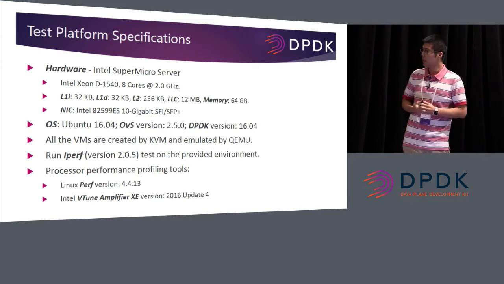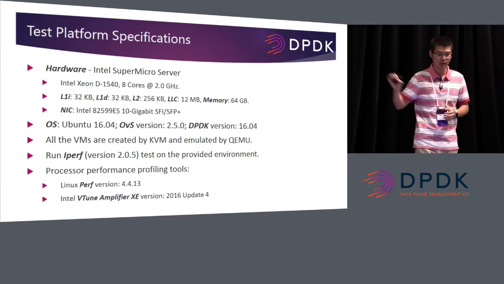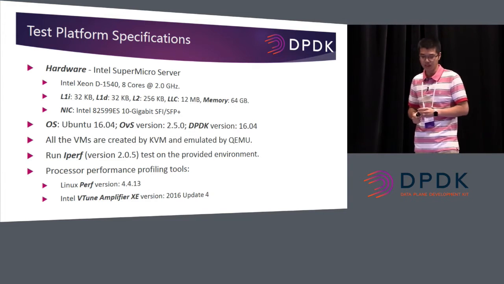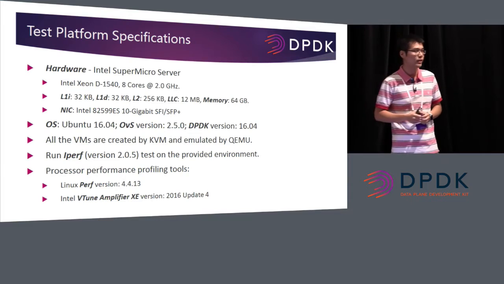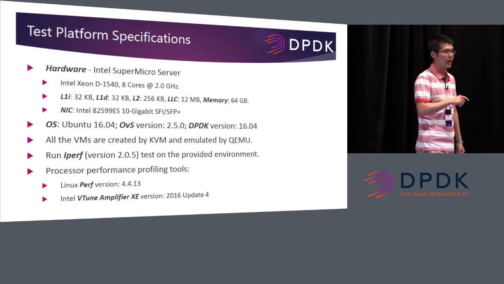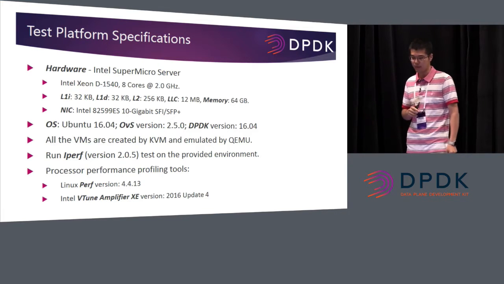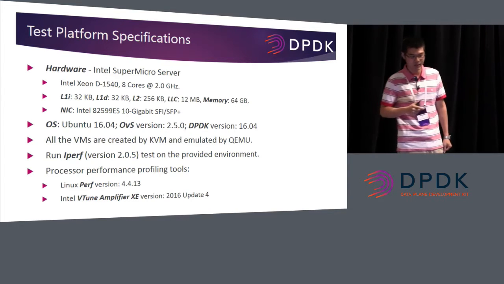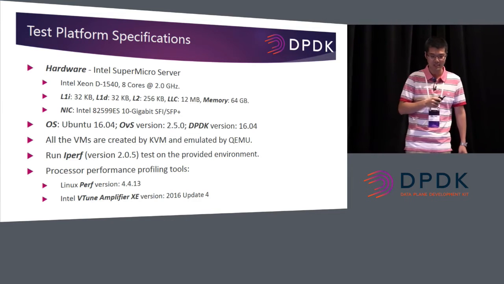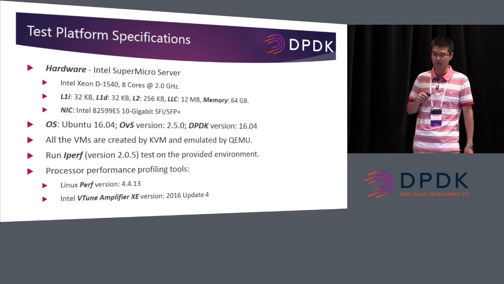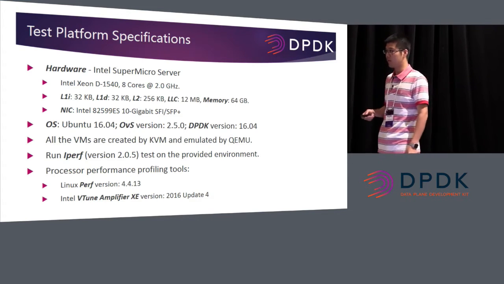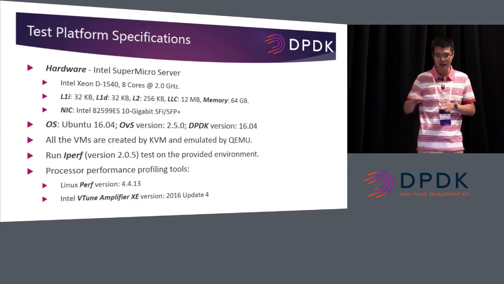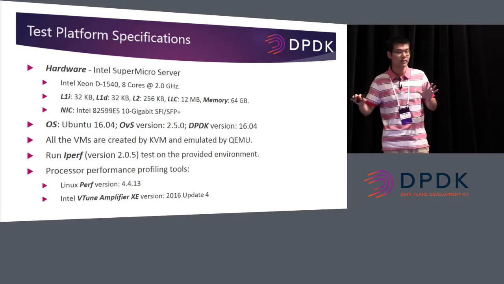So we test this setup with these hardware specifications. We use an Intel Supermicro server with a Xeon D 8-core processor, each core running at 2 gigahertz. It has L1 cache, L2 cache, last level cache, and memory. The physical NIC we're using is an Intel 10G NIC. It is running Ubuntu 16.04 and OVS version 2.5.0. The DPDK version is 16.04. All the VMs, as you can see on the previous slide, are created by KVM and emulated by QEMU. And we run iPerf tests on this environment.